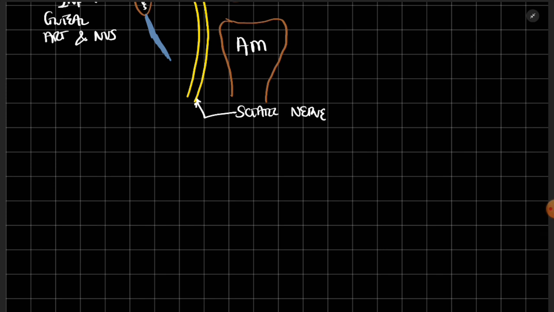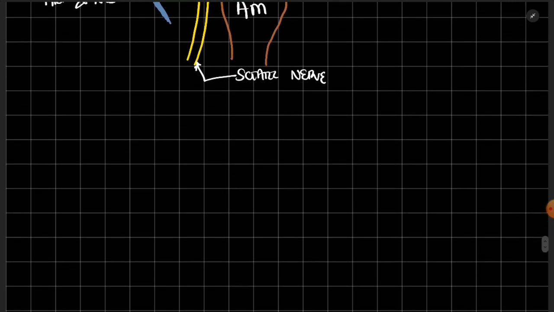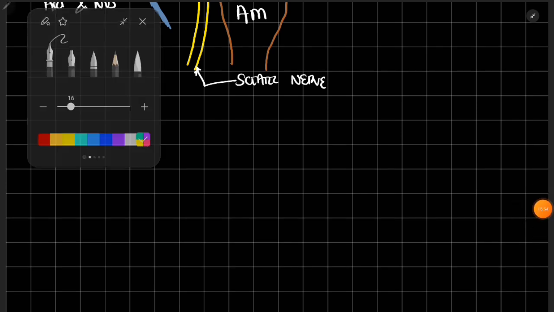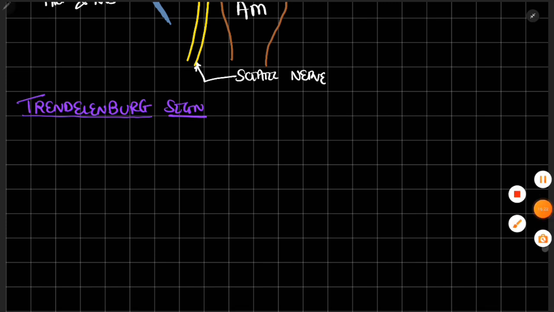we are going to discuss one applied point of the superior gluteal nerve. Just a second, let me give the heading. The heading is Trendelenburg sign. Mind it, it is a sign, not Trendelenburg test. The test is for the lower limbs, varicose veins. The test is Trendelenburg test, but in the gluteal region it is Trendelenburg sign, the applied part.